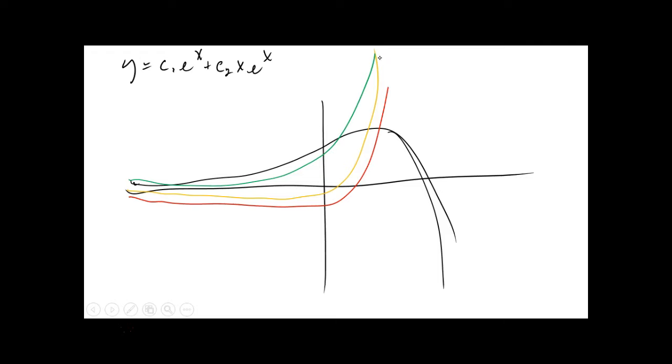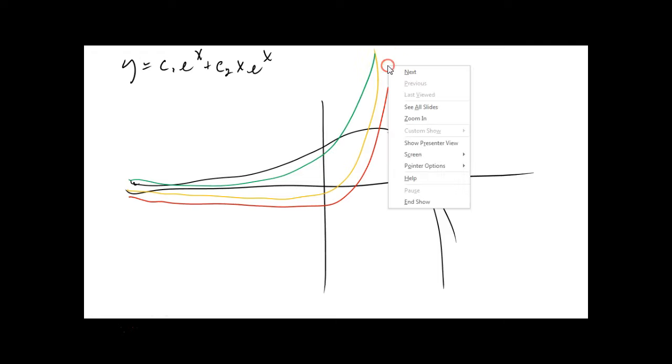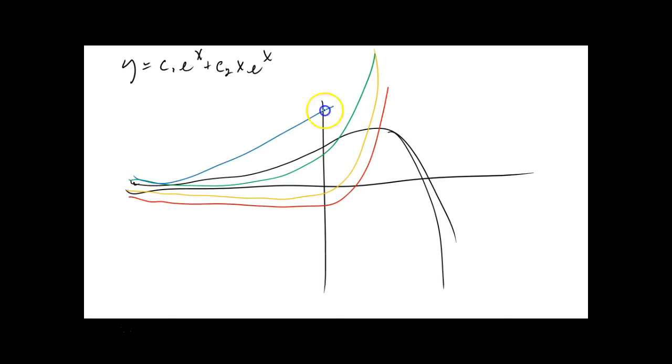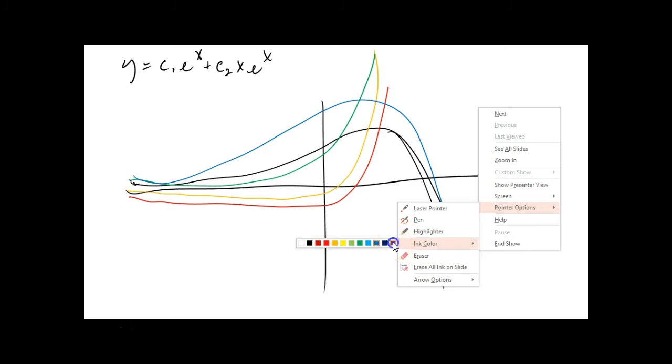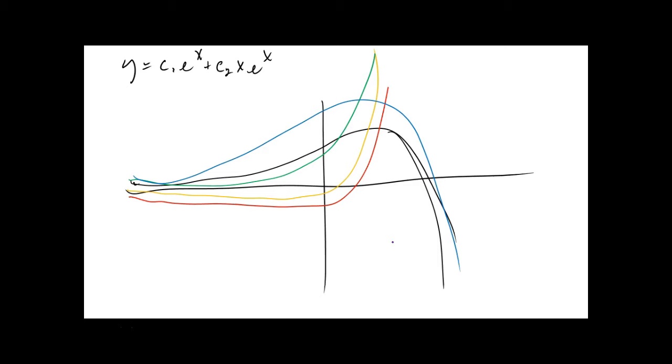Okay? It goes up faster. Let's do another one. Blue. They have a blue that does something like this. Okay, there's a whole bunch of them. Let's see, is there one more maybe? Purple. Why not? Maybe the purple does something like that.